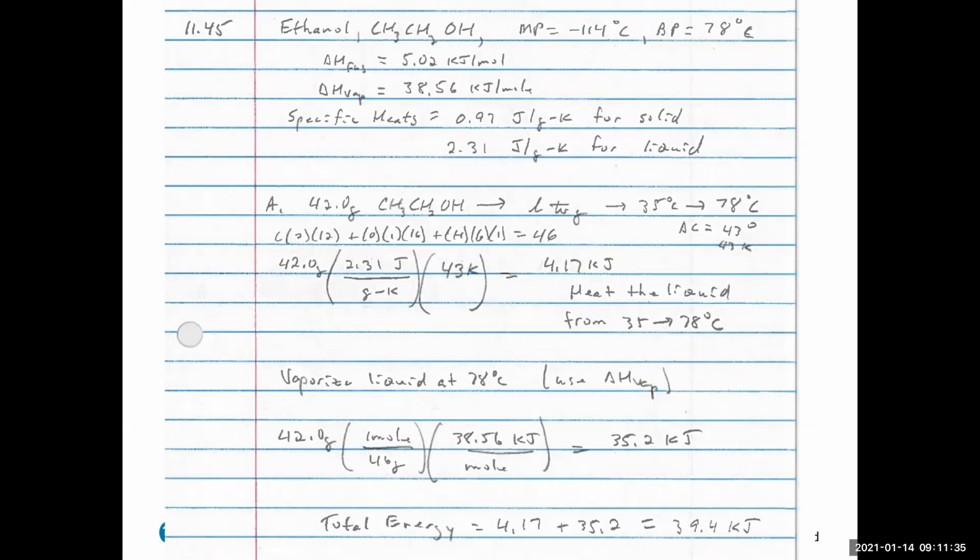So, okay, let's do the first one. We had 42 grams of ethanol, and we were told that the specific heat for the liquid is 2.31 joules per gram Kelvin. In that case, using this constant, we see that we're going to want a joules or kilojoules value. What's the difference between joules and kilojoules?